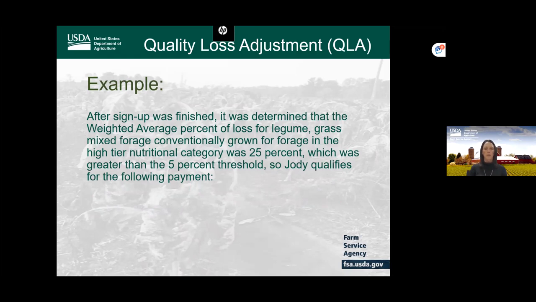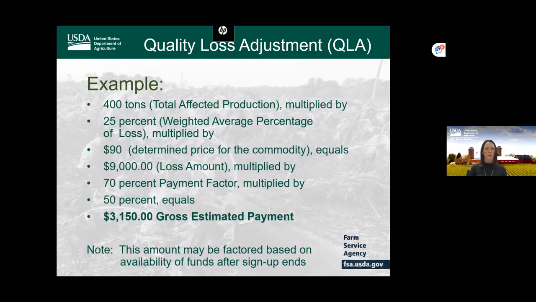After signup was complete, it was determined that the weighted average percent of loss for legume grass mixed forage conventionally grown for forage in the high tier nutritional category was 25%. Since this is greater than a 5% loss, Jody qualifies for the following payment. We'll take the 400 tons that Jody certified were quality affected that he could provide his quality test for. We take the 400 tons times 25%. That was the county average that was determined. Take that times $90, which is the price for his mixed forage. So 400 times 25% times $90 is $9,000 loss amount.